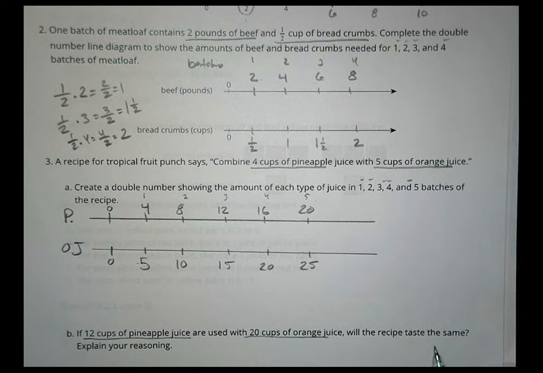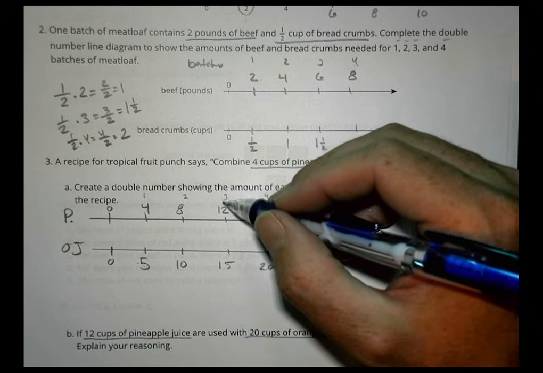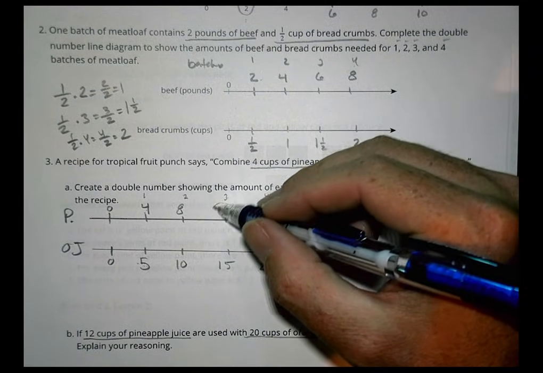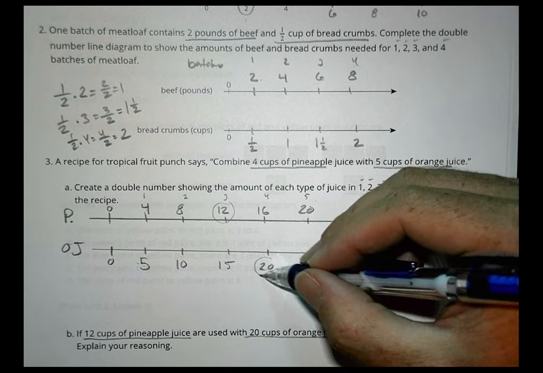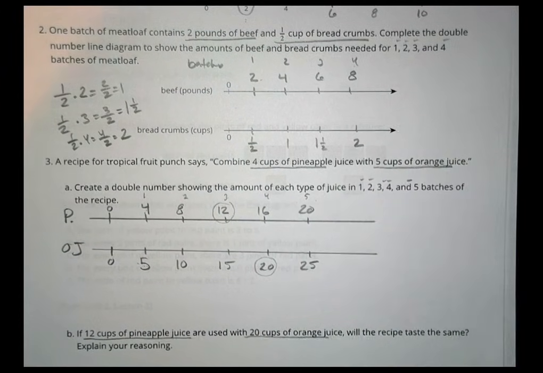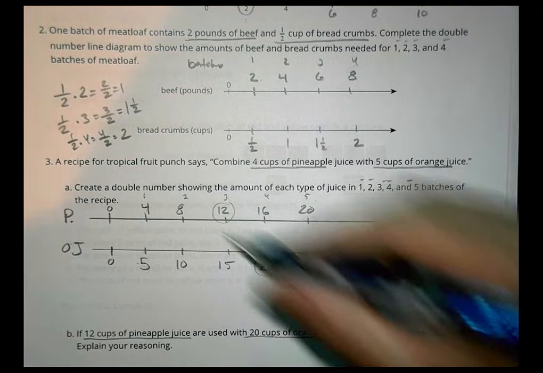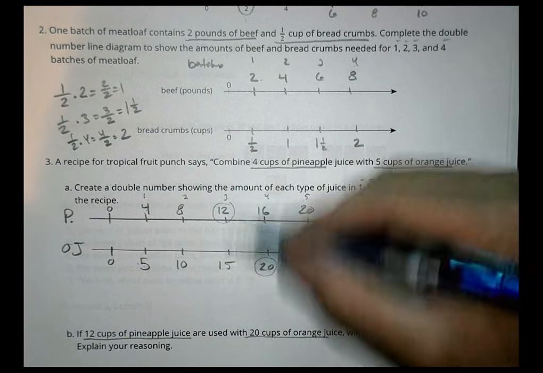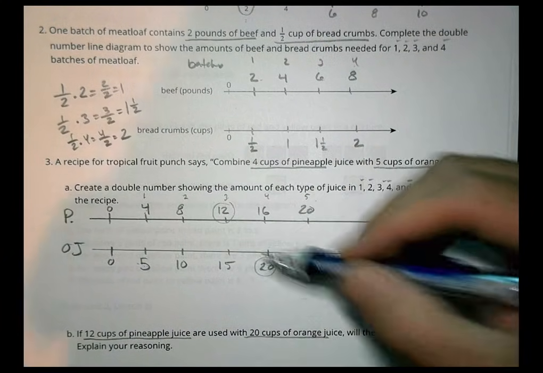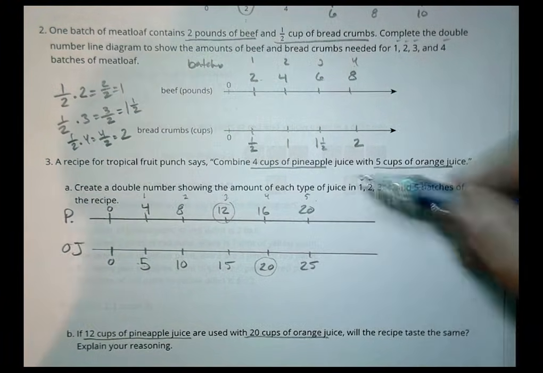If 12 cups of pineapple juice are used with 20 cups of orange juice, will the recipe taste the same? So if I use 12 cups of pineapple with 20 cups of orange juice, will the recipe taste the same? Well, do those numbers line up vertically? Do we see a vertical connection here? Nope, we're diagonal. If it's not vertical, then the ratio is not equivalent, and so it won't taste the same.